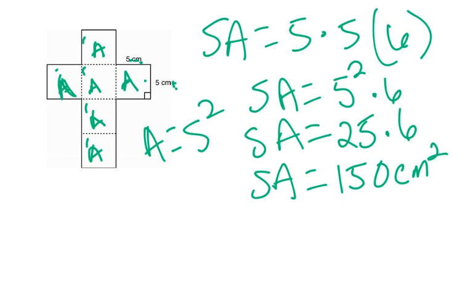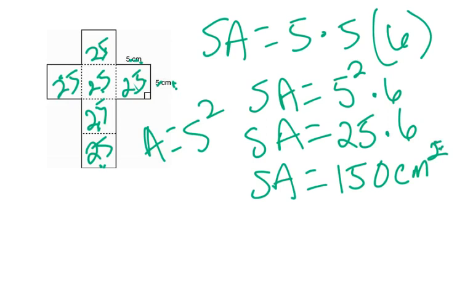I hope so. Because then, I'm going to erase these A's. If you know that this one is 25, and this one's 25, and this one's 25, and this one's 25, and this one's 25, and this one's 25, there's 4 quarters and a dollar, right? So that's 100, 125, 150. Does it make sense? Does it add up? Yeah, there it is. Surface area of a cube.